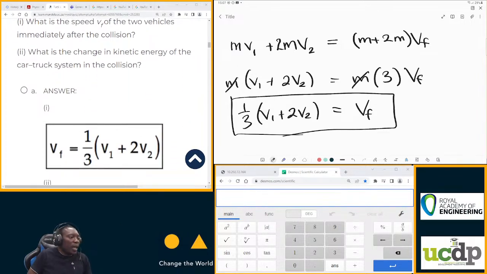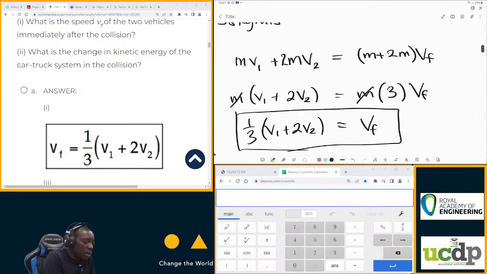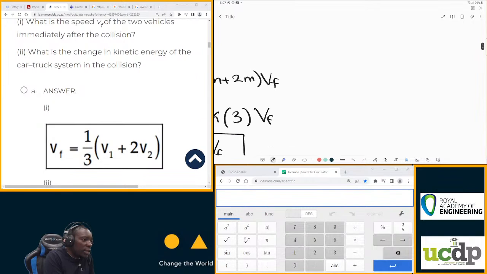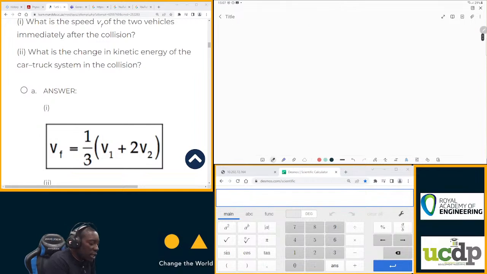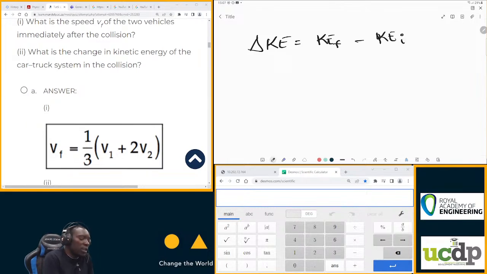The next part says, what is the change in kinetic energy of the car-truck system in the collision? So the change in kinetic energy. Already this tells you kinetic energy is not conserved, as we said. So we've got delta KE is equal to KE final minus KE initial. That's the change in the kinetic energy.